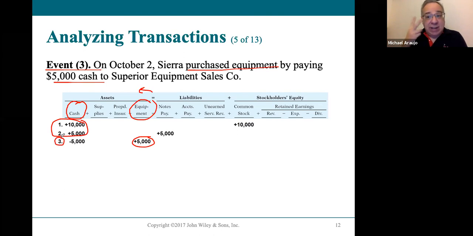Accounts only have two sides. So if you use the debit side to make cash go up, the opposite side is going to make cash go down. So the credit side will make cash decrease. So this is a debit to equipment for 5,000 and a credit to cash for 5,000. How does that go over, okay?